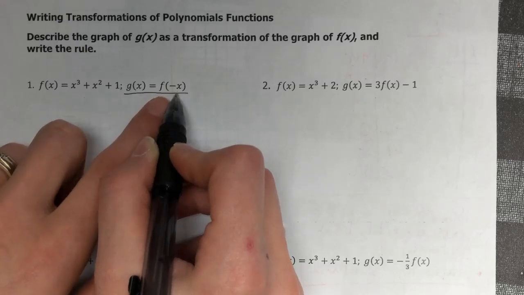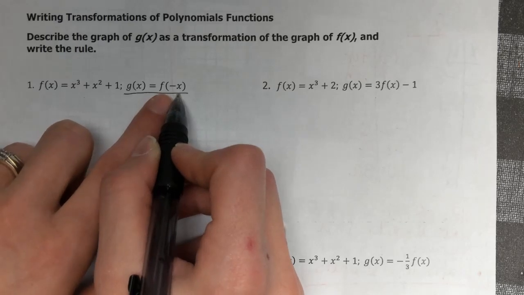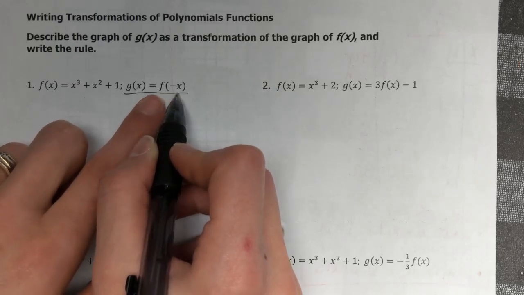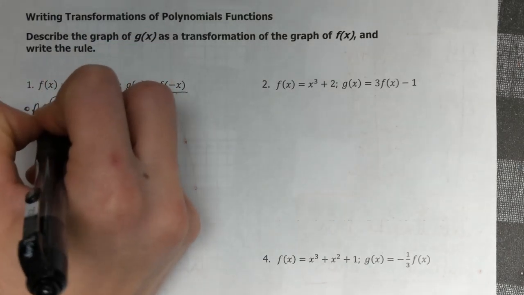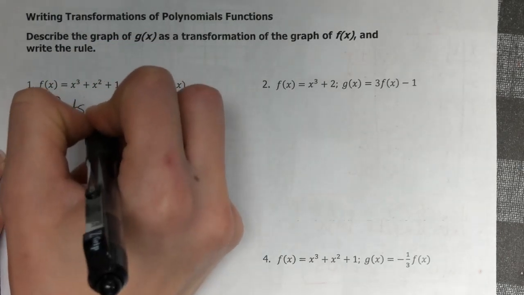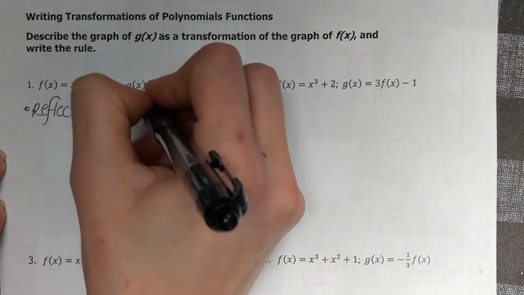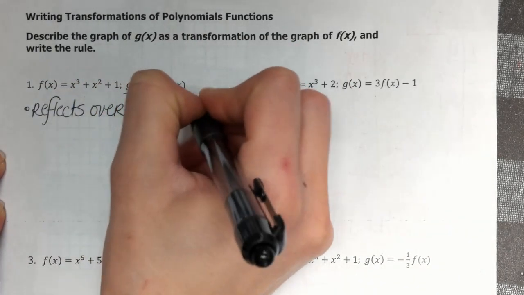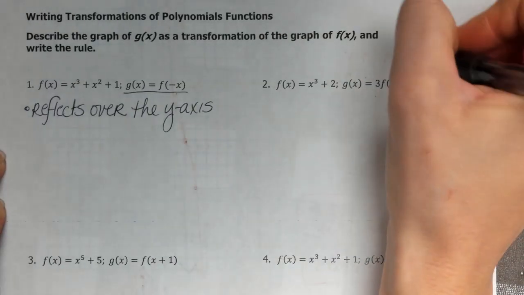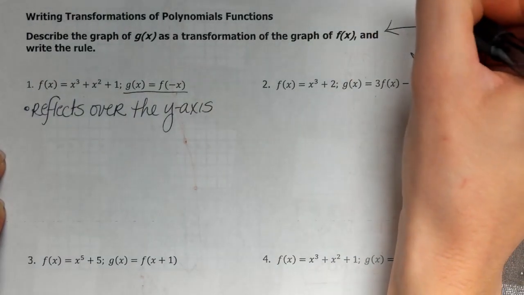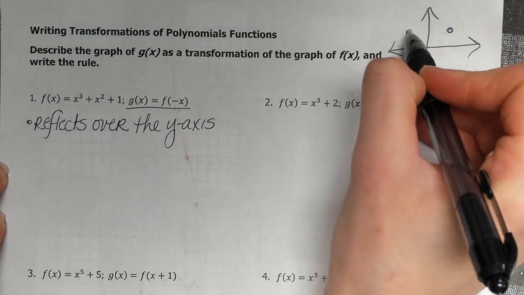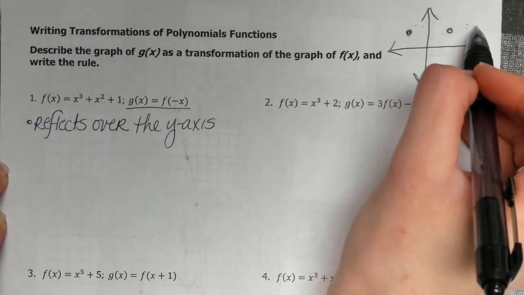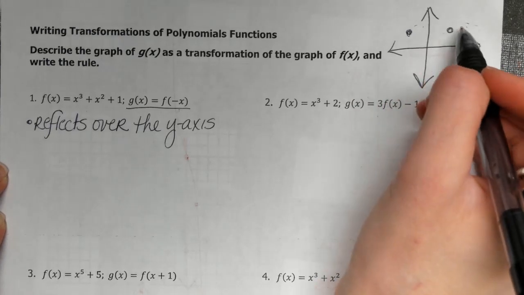f of negative x, the moment I see a negative, I know it's a reflection. Okay? I'm making my x's negative, so that reflects over what axis? The opposite, reflects over the y-axis, right? Because remember when I drew that, if I have this point, but I make my x negative, it goes to the left, I'm flipping over the y-axis. So if you need to draw that to visualize it, you can.